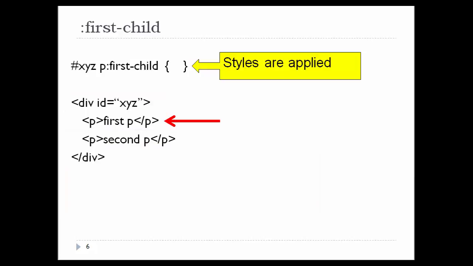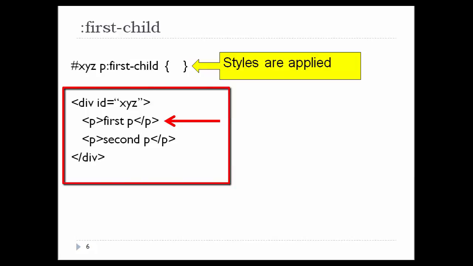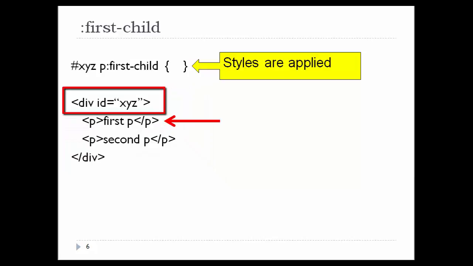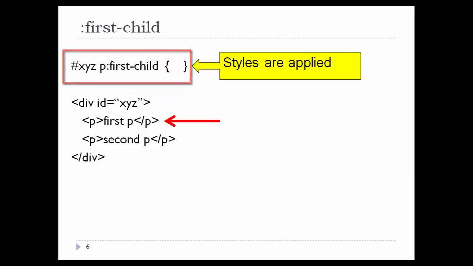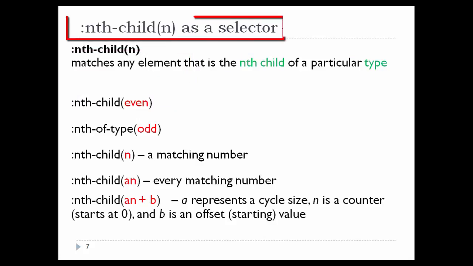Here again, you can use this pseudo-class within a descendant situation, and this is highly advisable. So here we have the div with id equals xyz with two paragraphs. So rather than just using p colon first child, which would apply to any p that is a first child, if we have a specific area that we like to target, we can also use the structural pseudo-class as part of the descendant selector.